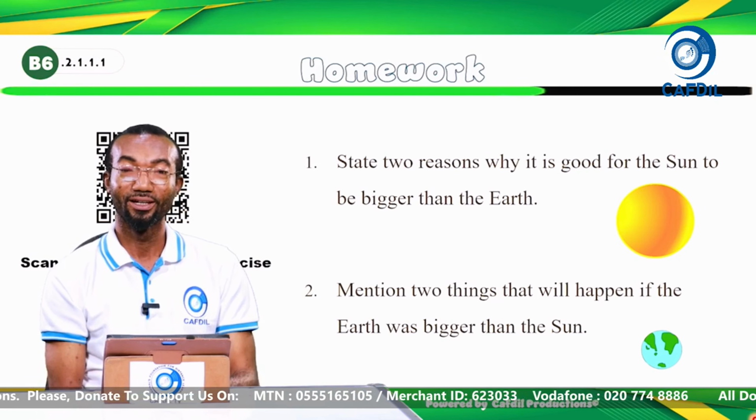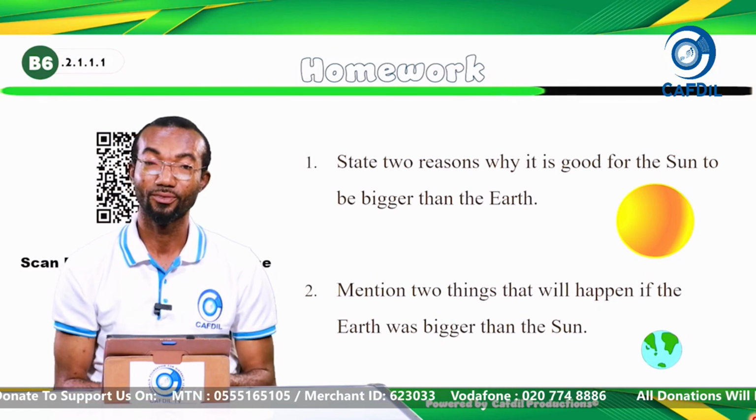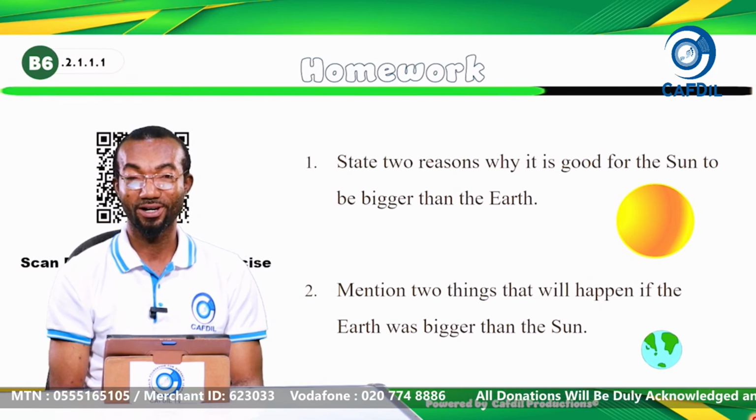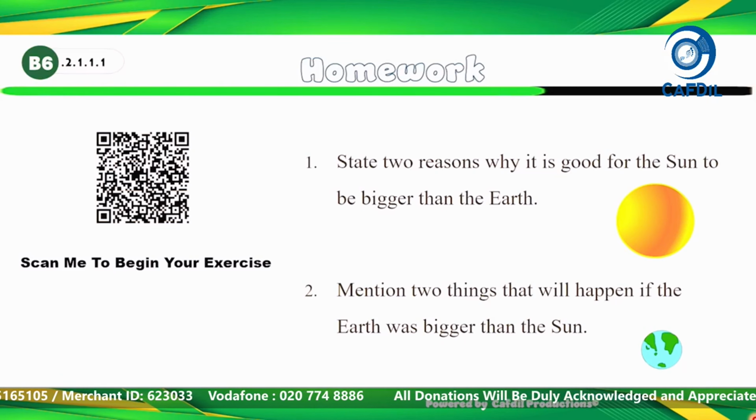Good. Kids, as usual, let's try our hands on these questions. 1. State 2 reasons why it is good for the sun to be bigger than the earth. And then mention 2 things that will happen if the earth was bigger than the sun.